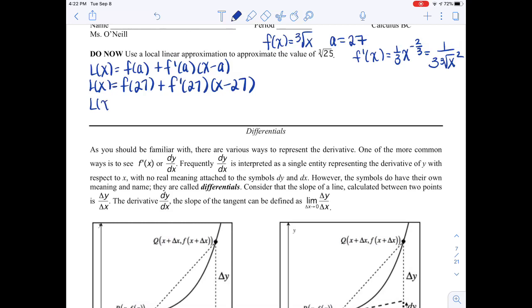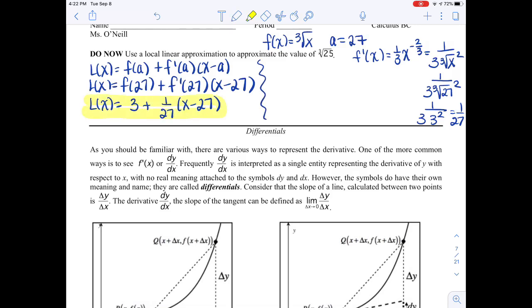So L of x is equal to f of 27. It's a fancy way of saying the cube root of 27, which is 3. F prime of 27. So that's me plugging 27 into this expression: 1/3 times the cube root of 27 squared. So that's 1/3 times 3 squared, or 1/27. Okay? And then x minus 27 stays as is because you don't have an actual x to plug in just yet. So now you have your tangent line.